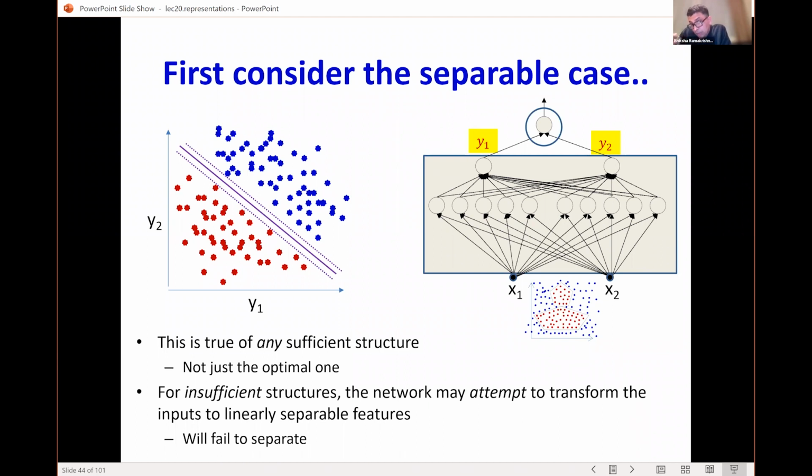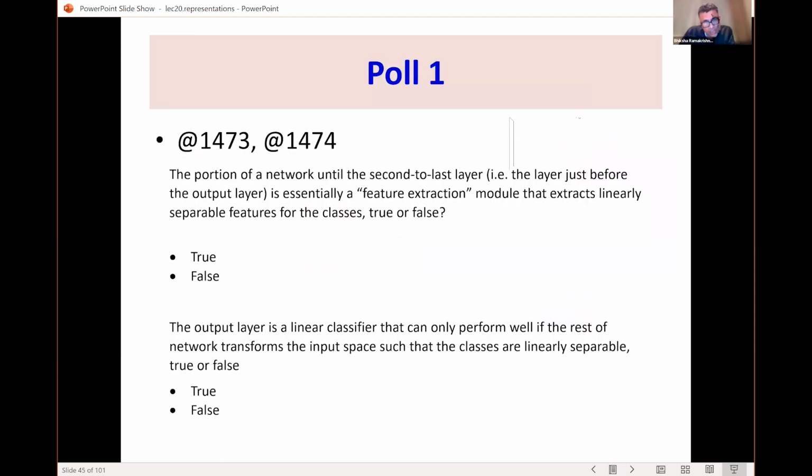It won't succeed because the model is insufficient, but it will still get as much of it as it possibly can. So maybe instead of being perfectly separable now, the data have a little bit of overlap in the boundary region, but it will bring them as close to linearly separable as possible. And then the final output layer is going to try to perform linear separation on these data. So that gives us the first point.